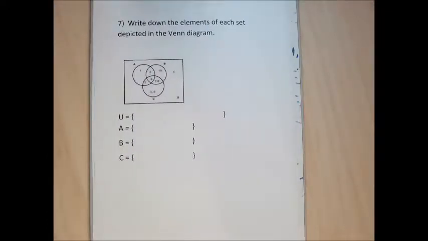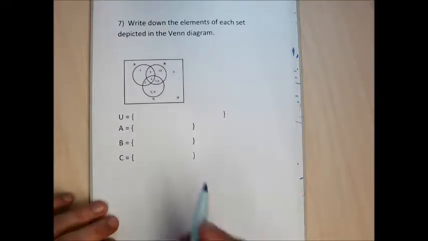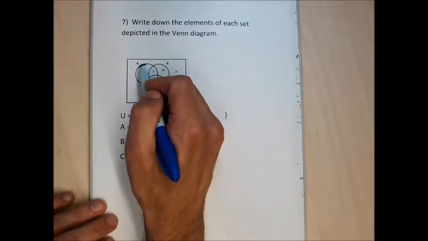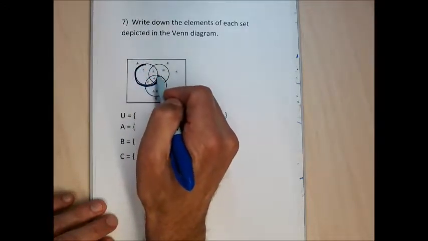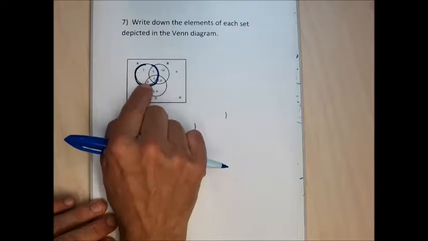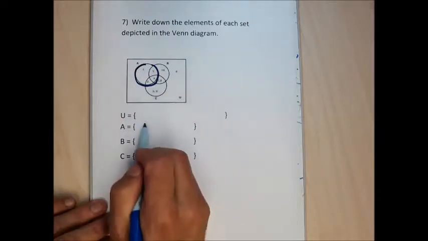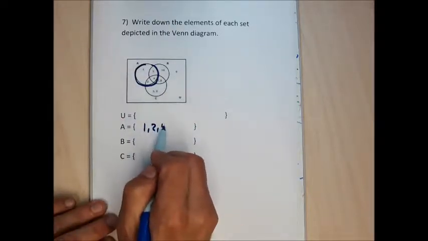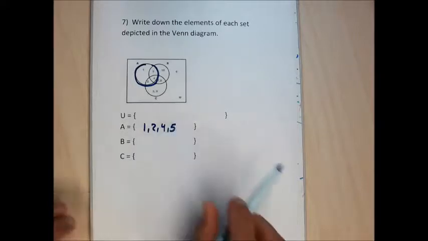I'll do number 7 with you, then not do number 8. So let's work one set at a time. First for 7, I'm going to do A. I'll look inside the A circle. There's 4 numbers there. It looks like there's 1, 2, 4, and 5. So set A is going to be the set containing 1, 2, 4, and 5.